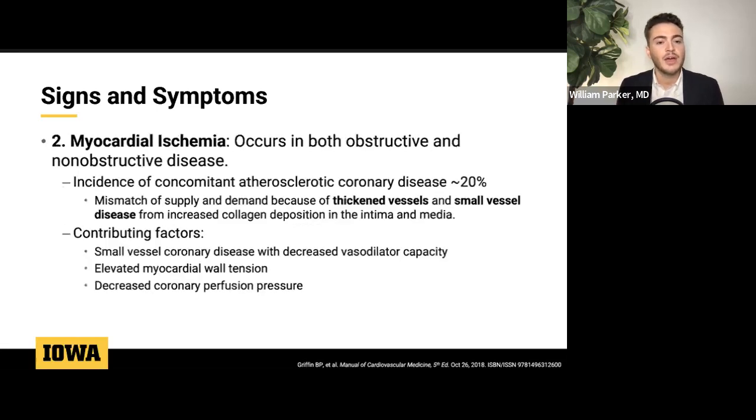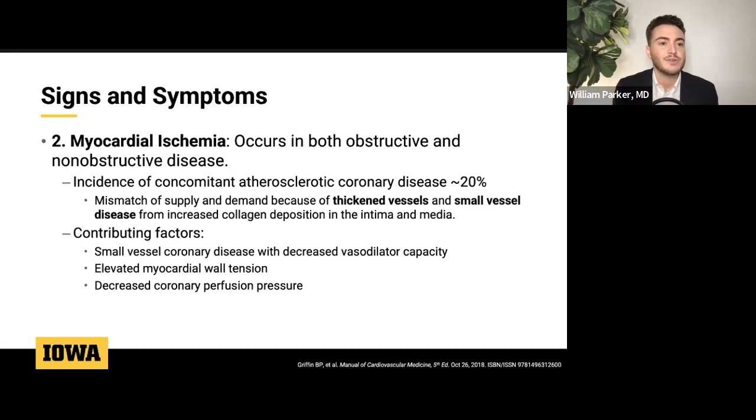So that's heart failure, but they can also come in looking like they're having an MI. And that happens in both obstructive and non-obstructive hypertrophic cardiomyopathy. The incidence of concomitant atherosclerosis, coronary artery disease, in hypertrophic cardiomyopathy patients is about 20%, so quite high. Basically, they develop intimal thickening of their larger coronary vessels, and they develop small vessel disease as well due to collagen deposition in the tissue.